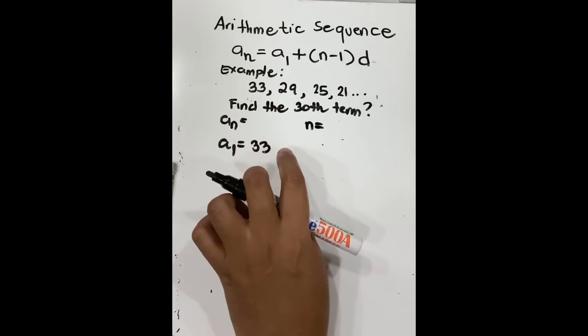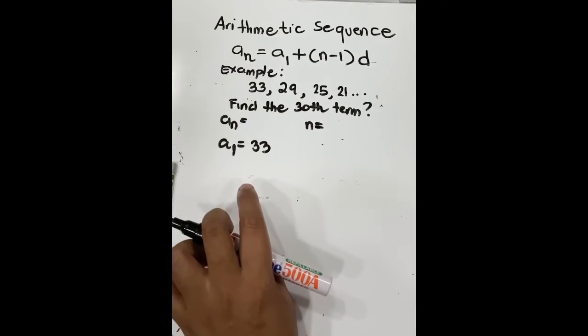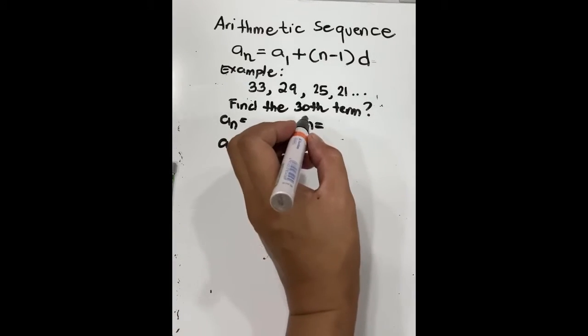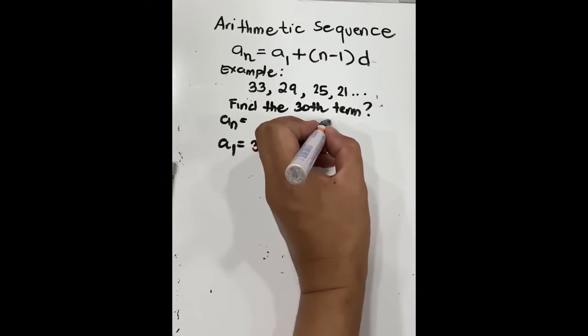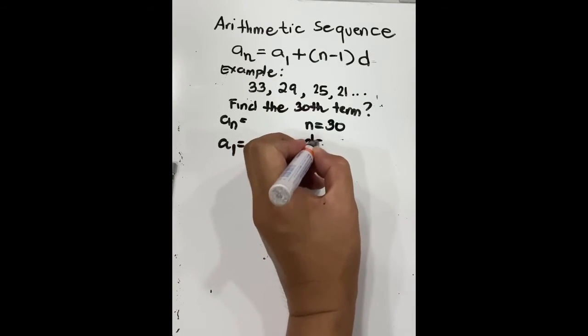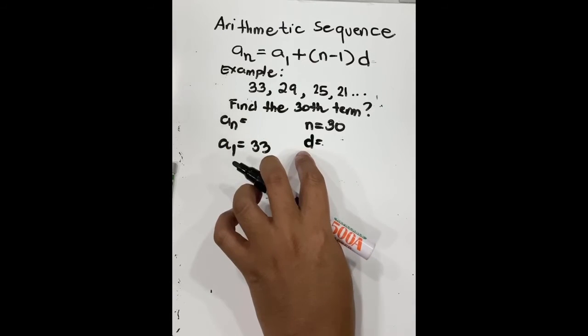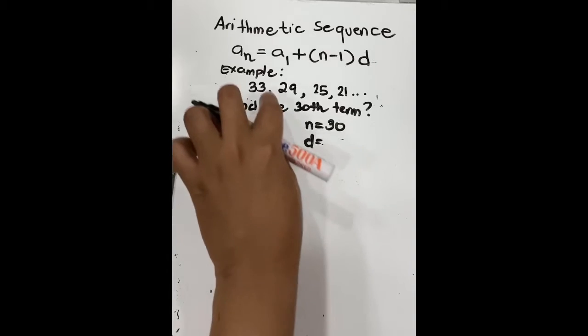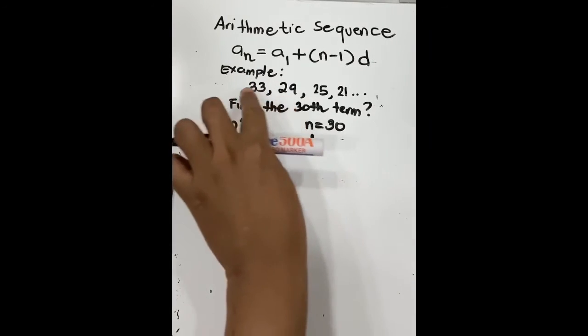Since we are finding the 30th term, we assume that we have 30 terms. Ibig sabihin, ina-assume natin na meron tayong 30 terms. So our number of terms is 30. And then d, which is the common difference. So how do we find the common difference? We just simply subtract the second term from the first term.